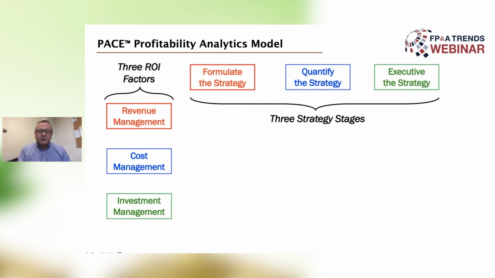These six factors then combine into a fairly comprehensive model that integrates across different stages of strategy and integrates across these three ROI factors. We're looking for causality. And here is that model. We call it the PACE Profitability Analytics Model on the next slide.